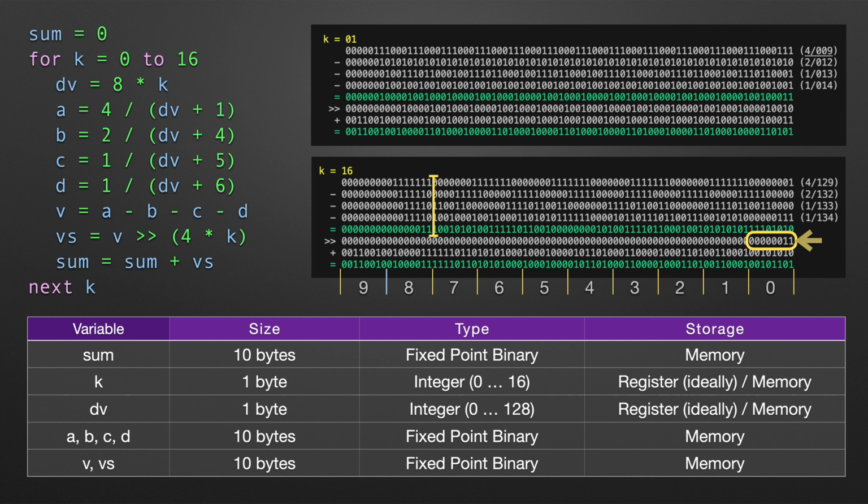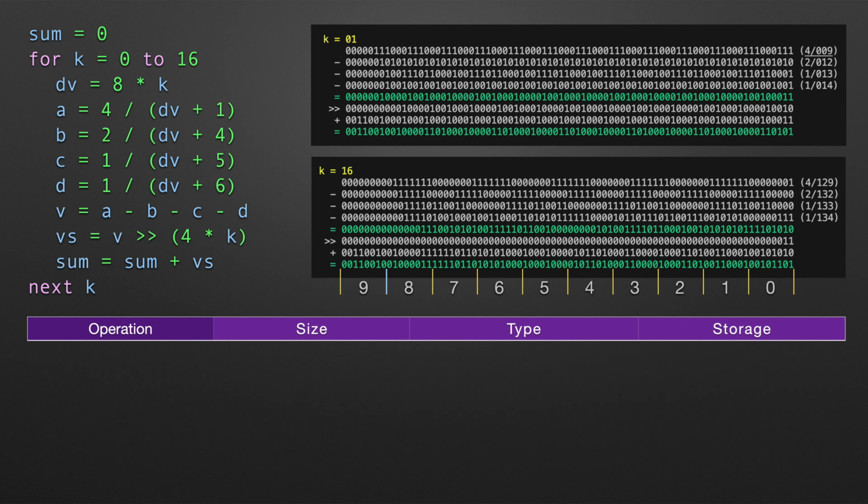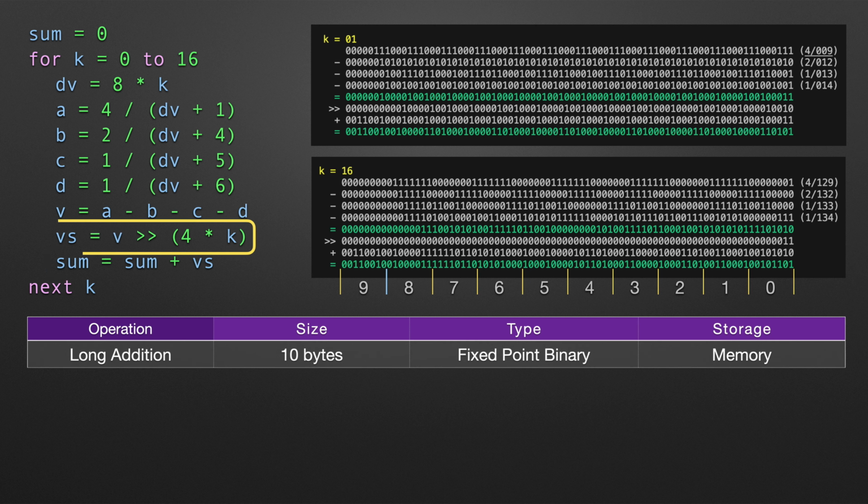Speaking of which, let's take a look at the operations we'll need and build up our shopping list. So this time let's work from the sum variable backwards. Sum is 10 bytes, and at each iteration it will need vs adding to it. My relay computer can certainly do addition, but only with 8-bit values. Here then we'll need to perform byte-by-byte long addition. Variable vs here comes from v right shifted 4k times, and we know that v will also be 10 bytes, or maybe less if we make that optimization.